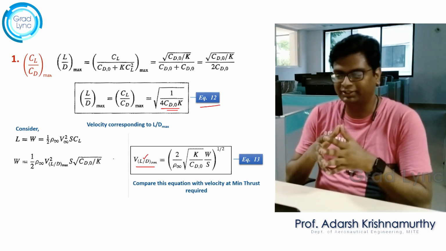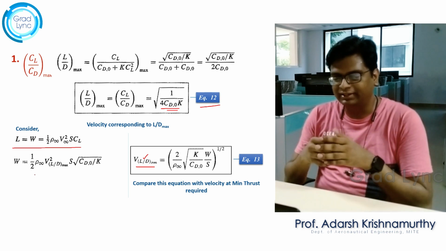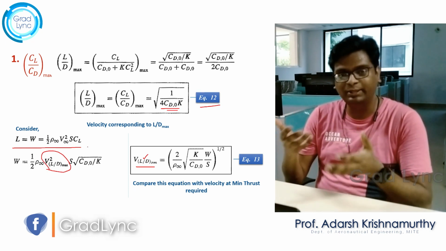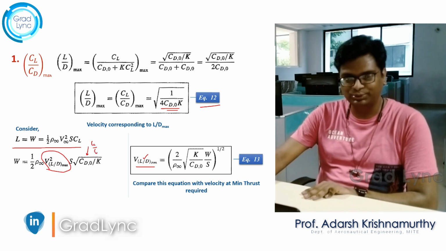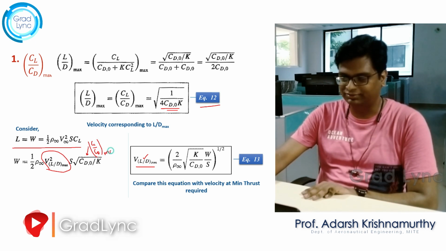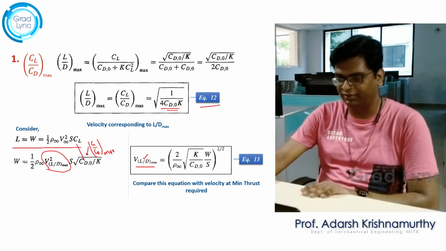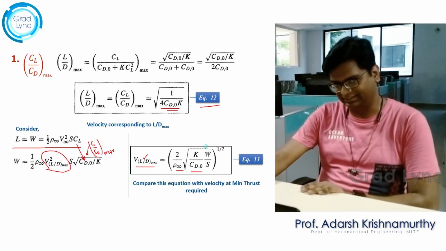Now, how to get the expression for velocity? Just use the lift equation, that is L is equal to half rho v square S into CL. And here you solve for velocity when L by D would be max or CL by CD would be max. When CL by CD is max, velocity gets changed to velocity at L by D max. At the same time, I am going to substitute the value of coefficient of lift as under root of CD naught divided by K. Right? So if I simplify for velocity, I am going to get under root of 2 by rho infinity, again under root of K by CD naught into W by S.